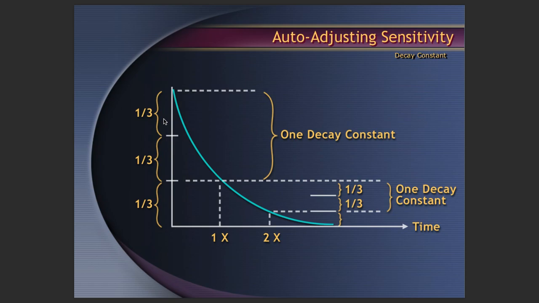So what about auto-adjusting sensitivity? As I was already telling you, there are different rules for it in terms of the decay constant. So if you look carefully at this diagram, it explains it, especially its role, in fact. How does it happen and how does it help further?